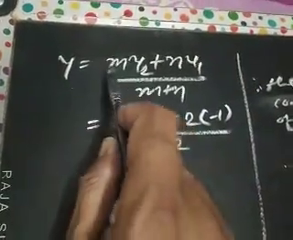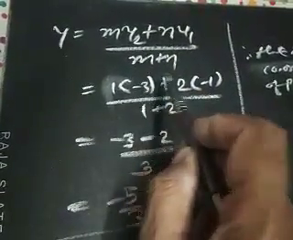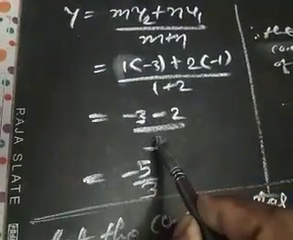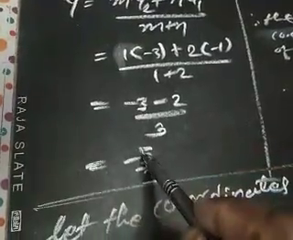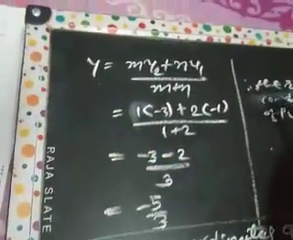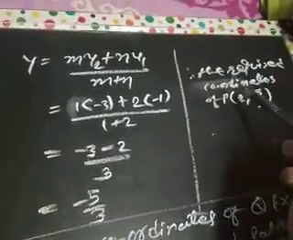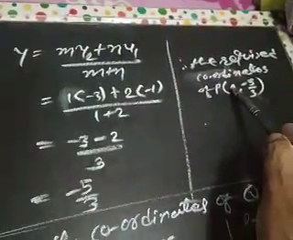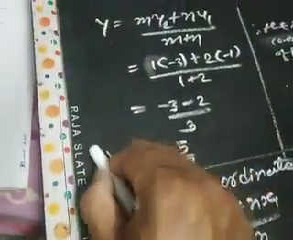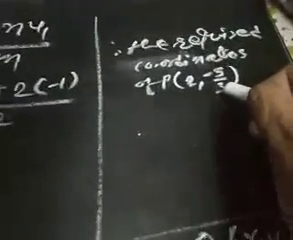So y is equal to (m y2 plus n y1) upon (m plus n). So 1 into (minus 3) plus 2 into (minus 1), upon 1 plus 2: minus 3 minus 2, upon 3, then minus 5 upon 3. So this is the y coordinate of point P. So we write the required coordinates of P as (2, minus 5 upon 3), where the x value we get is 2 and the y value is minus 5 upon 3.